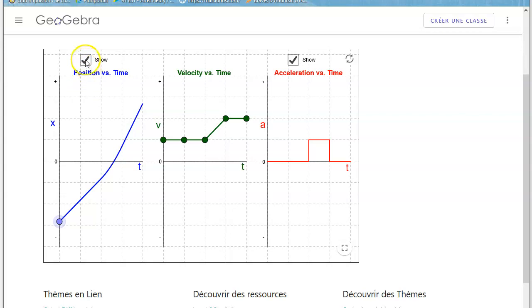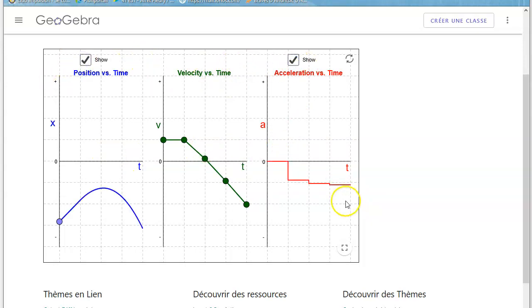But what you can do to use it to practice is just unclick these so that they are not shown. Choose your velocity versus time graph that you want to practice, so maybe something like this. And after you've done it, try to draw your position, your acceleration graph, and then show it again. The other simulation is doing the same thing, but with controlling the acceleration instead of the velocity.